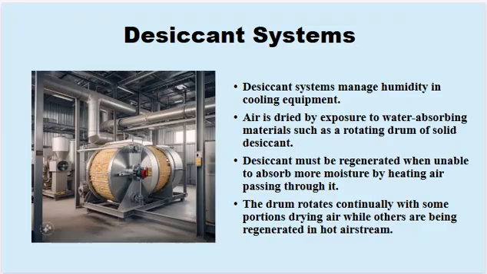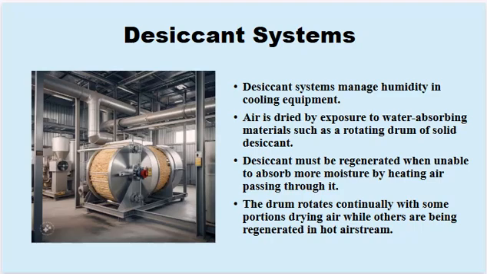Let's dive into how they work and their role in humidity control. Desiccant systems are widely used to manage and maintain humidity levels in air conditioning and cooling systems. They ensure the air stays dry and comfortable, improving air quality and system efficiency. Here's how it works. Moisture absorption is the key. Desiccant systems use materials designed to absorb water, like a rotating drum filled with solid desiccant. As air passes through these materials, moisture is pulled out, leaving the air dry.